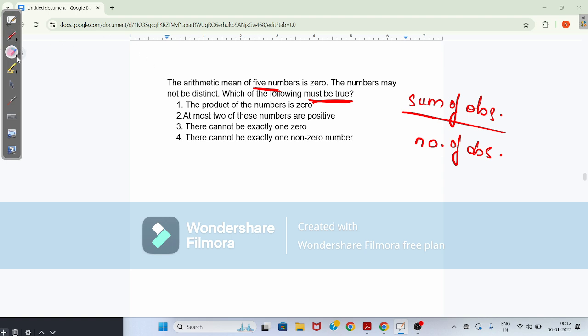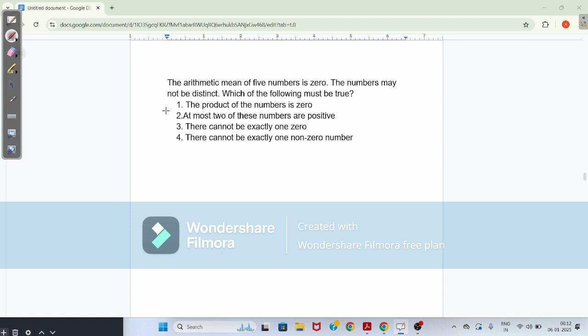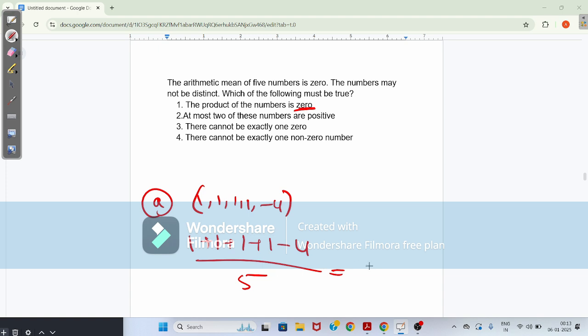Now for the first option, the product of the numbers is 0. Consider the numbers 1, 1, 1, 1, minus 4. What is the arithmetic mean of these 5 numbers? 1 plus 1 plus 1 plus 1 minus 4 by 5 gives the value 0. Now what is the product for this? That is minus 4. So the product of the numbers is not 0. No, this is not the correct option.